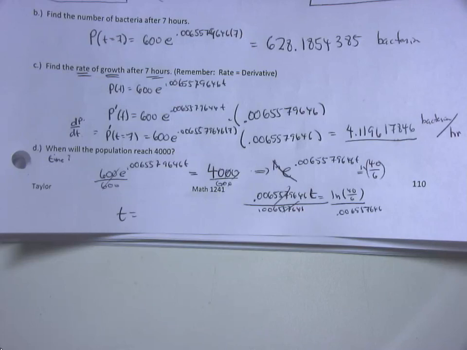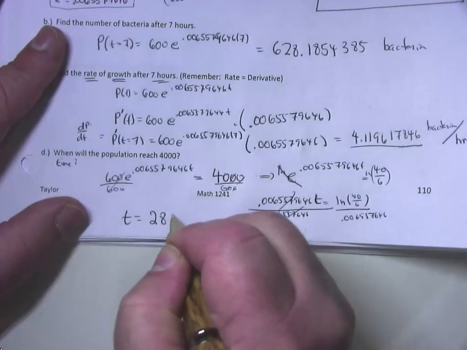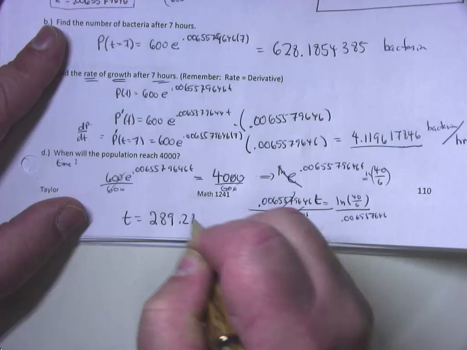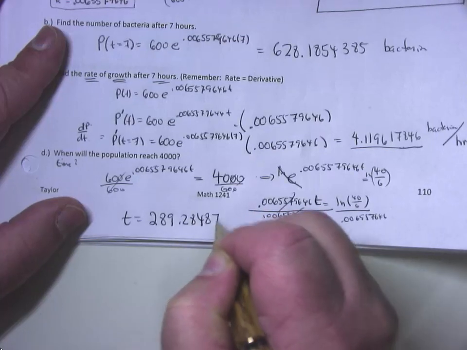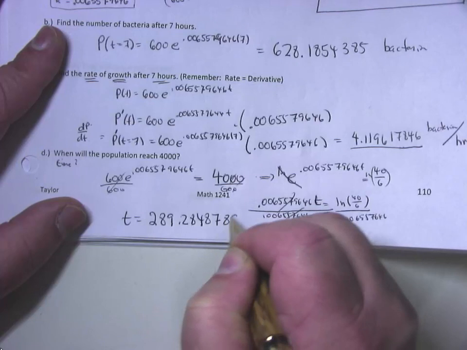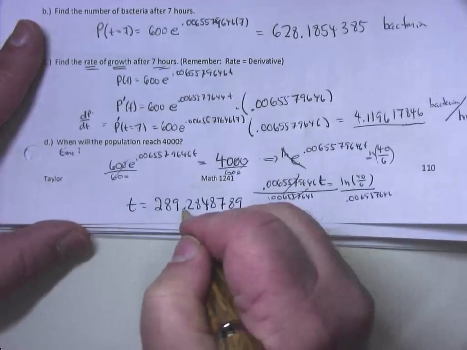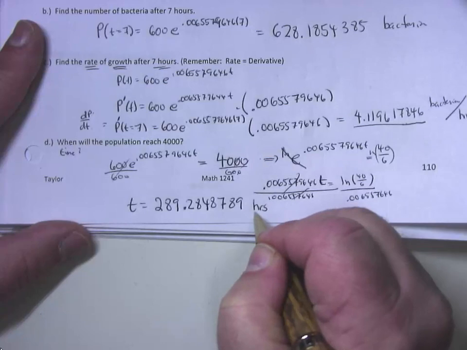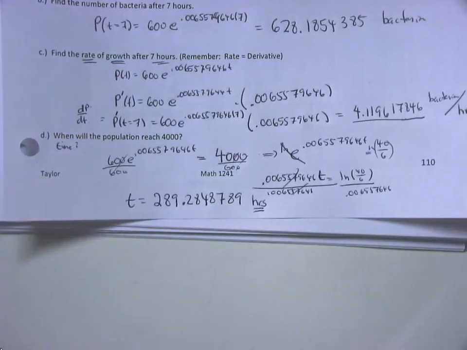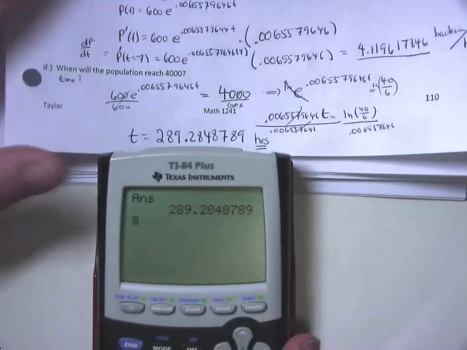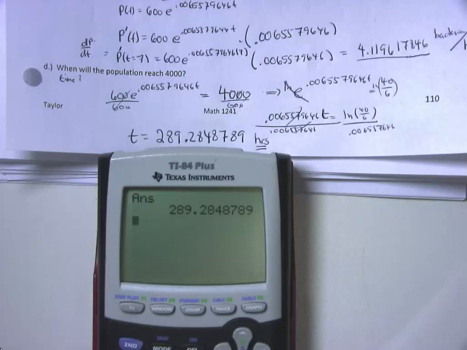Natural log of 40 divided by 6. I got 289.2848789 what? Hours. So, what does this mean? 289.28 hours. What do I have?